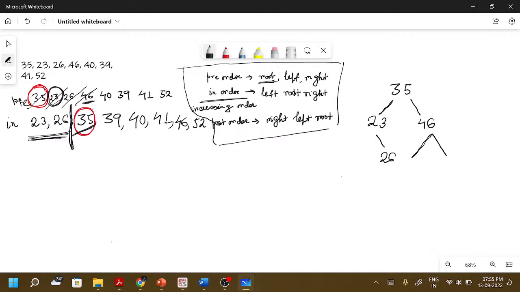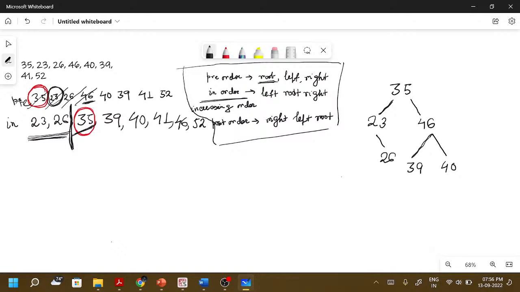It is always left, right. Sir, why do you leave 39 beside? I am considering here the pre-order tree. From 46, I know that 40 is the root because after that the next two elements are 39 and 40 in the in-order. So here I know 40 is a node. So I am writing 40, and since it's left to right order, 39. In the tree order, whichever is smaller will go to the left, which is bigger will go to the right.